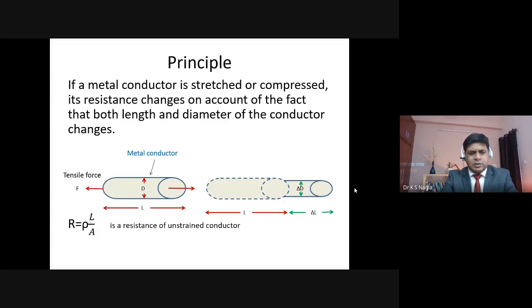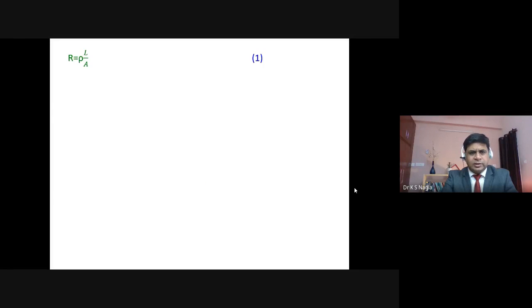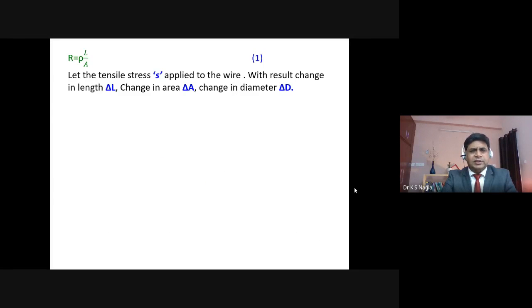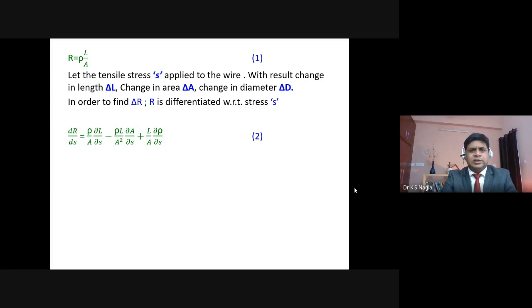So the expression for the resistance of the unstrained conductor is R equal to rho L upon A. Now when we apply a stress or a strain over the wire, assume that a tensile stress S is applied to the wire. As a result, there is a change delta L in length, a change delta A in area, and a change delta D in the diameter. In that case, the resistance R changes from R to R plus delta R.